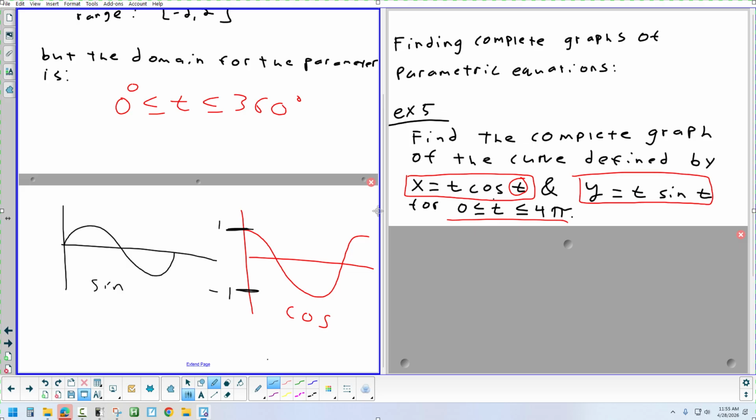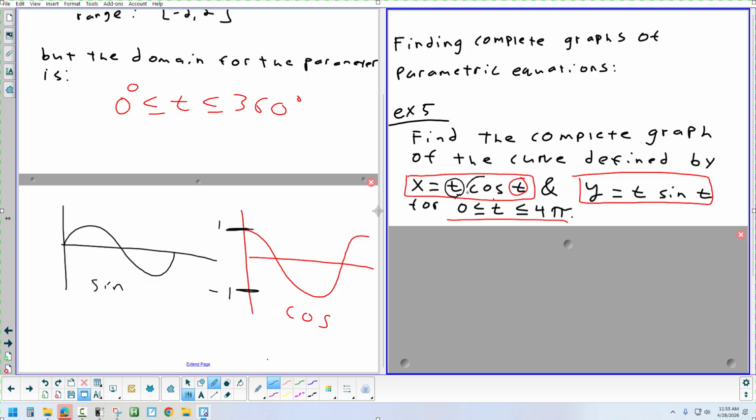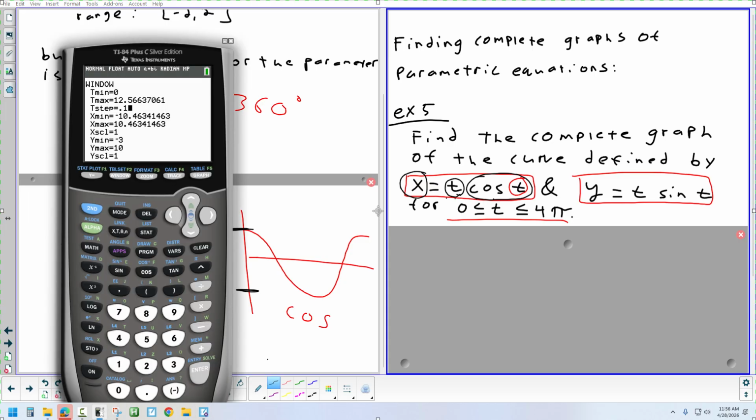What's the highest and lowest that t goes? Highest is 4 pi, lowest is 0. So let's take the highest value you could have here and multiply by the highest value you could have here, and that'll tell me the highest value you could have there. Highest value for t is 4 pi. What's the highest value you could ever have for cosine? 1. What's 1 times 4 pi? 4 pi. So your x value will never be bigger than 4 pi.